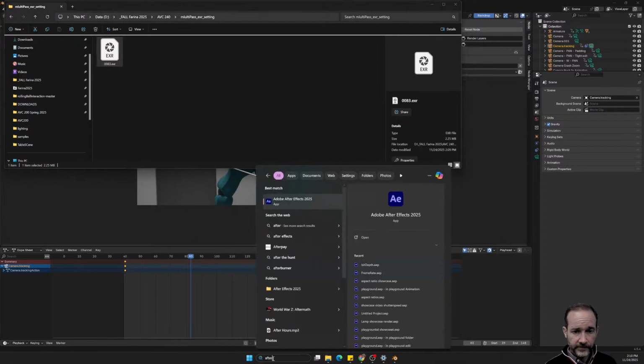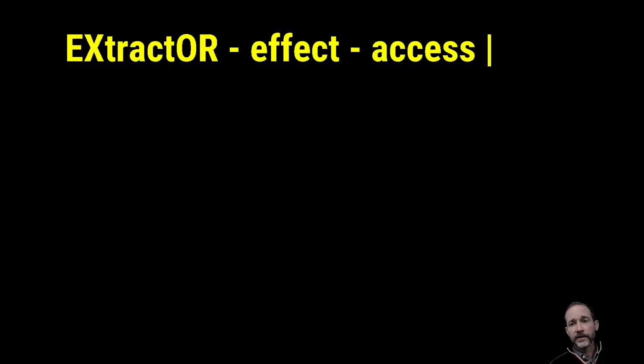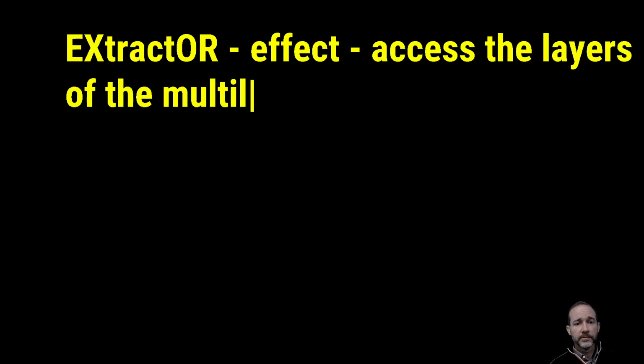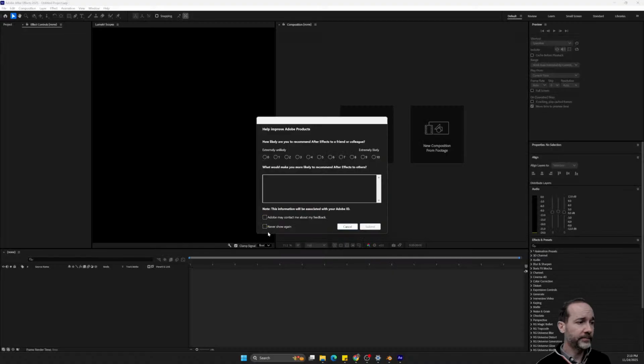To After Effects. And in After Effects, as it's loading here, the key is going to be, it's spelled Extractor or something like that. This is the plugin, the effect that allows you to access the layers of the multi-layer EXR. So essentially now you can use the same sequence for layer after layer and just say this layer I need to be mist, this layer I need to be beauty, whatever.